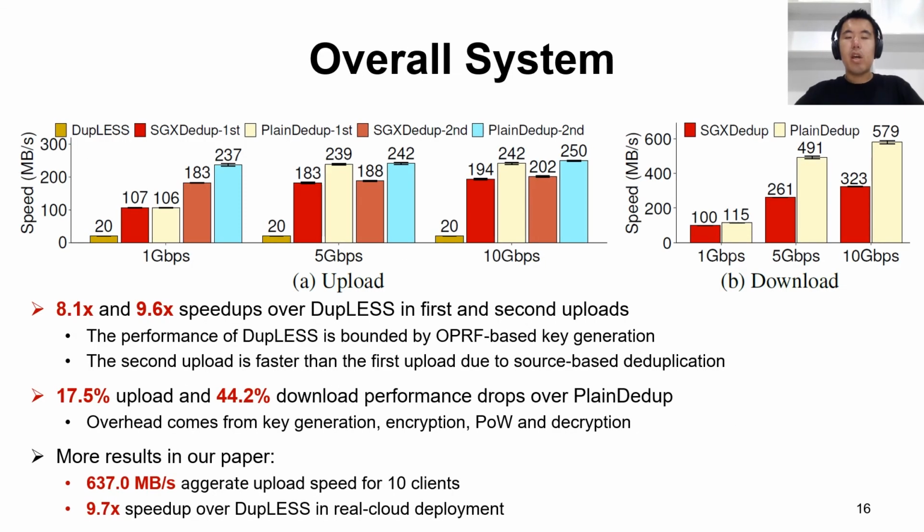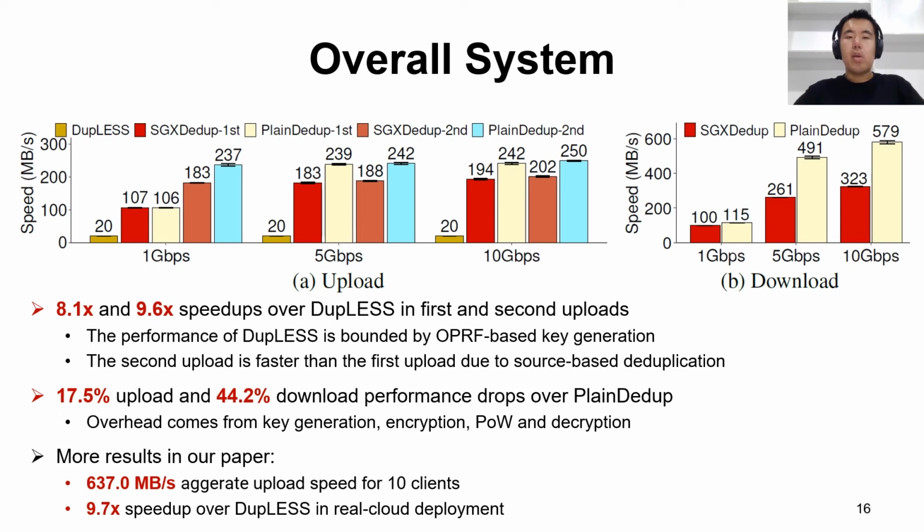We compare the overall performance of SGXDedup with Duplus and plain dedup. Here, Duplus is the state-of-the-art encrypted deduplication system, and plain dedup is a plain deduplication system without any security protection. We upload the same 2 GB file for 2 times, and then download the file. The left figure compares the performance of 2 uploads, where we use a networking tool to control the network bandwidth of our experiment environment. The x-axis is the controlled network bandwidth, while the y-axis shows the upload speed.